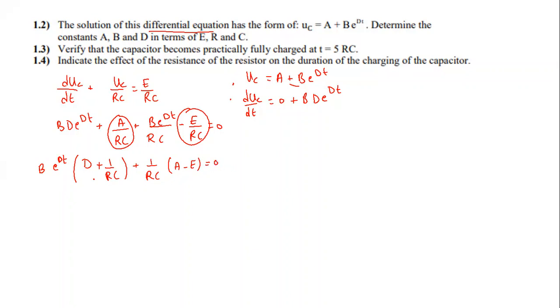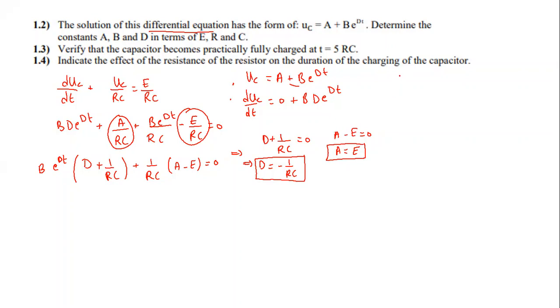Then here we continue. This means that d plus 1 over RC is equal to 0, which means that d equals minus 1 over RC. So we found the first unknown. And for the second one, A minus E is equal to 0, which means that A is equal to E. Now we still have to find B.